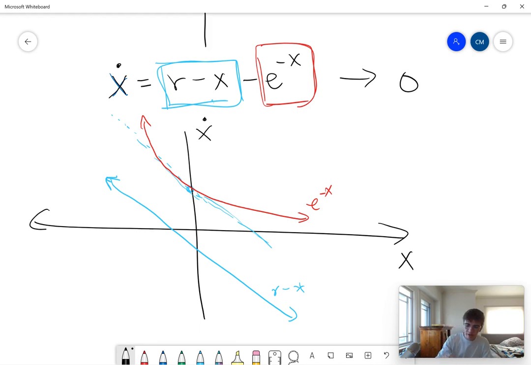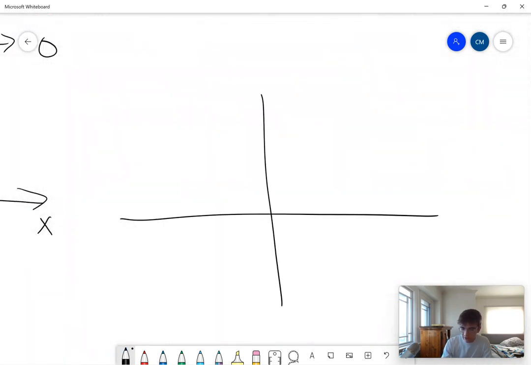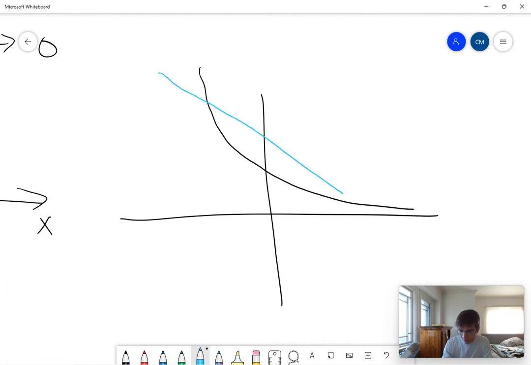And then when I slide up the line further, as you can see, I'll draw it maybe over here. As I slide up the line even further, I'm going to have two intersection points, so two fixed points, and one of them is going to be stable. This one should be stable down here, and this one will be unstable up here.